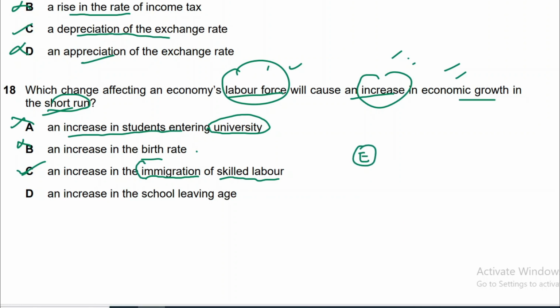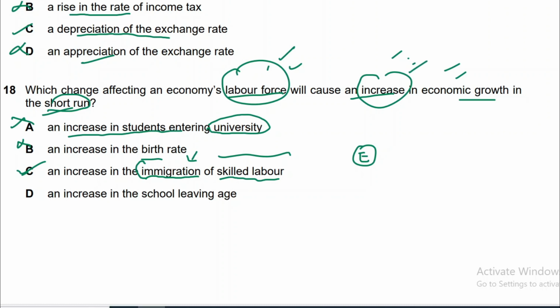So in this case, more people are coming into the country, and they're also skilled labor, right? So when they are part of skilled labor and they are coming into the country, the overall labor force will increase and it will cause economic growth as well.